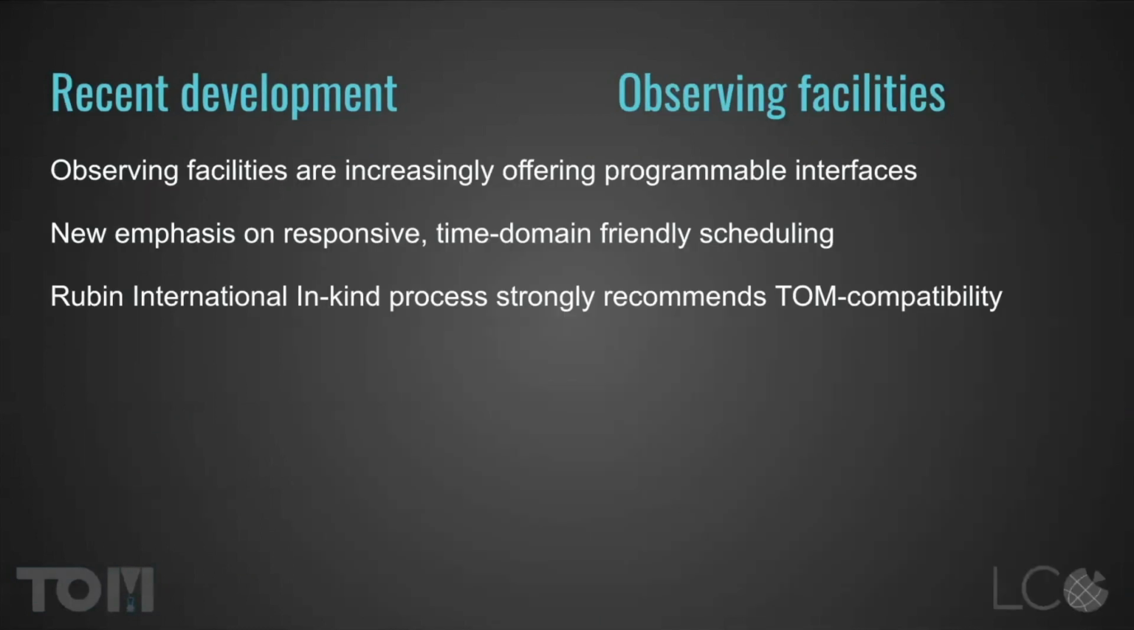More and more observing facilities are developing programmatically accessible interfaces, and this has been a particular priority for the Rubin Observatory, to increase our capability to efficiently respond to alert streams. So expanding the number of facilities that the toolkit supports is naturally an ongoing priority for us.